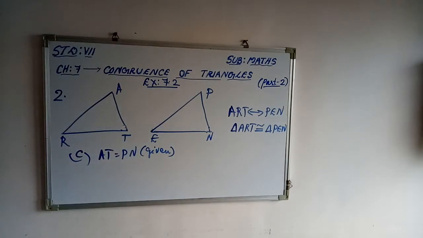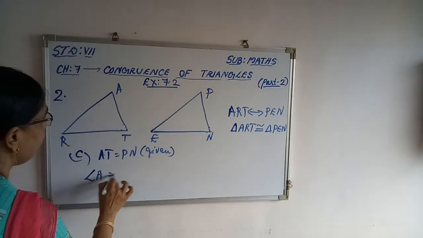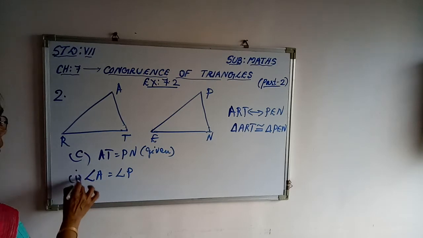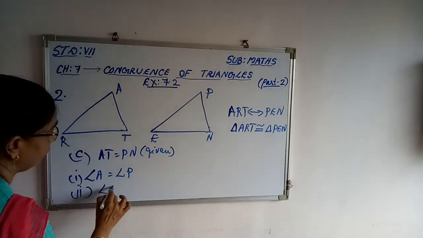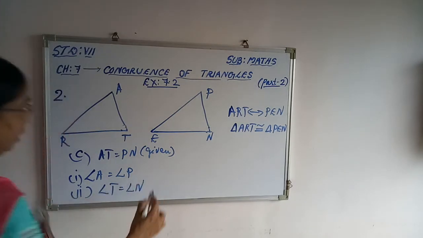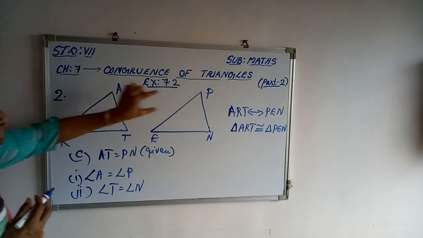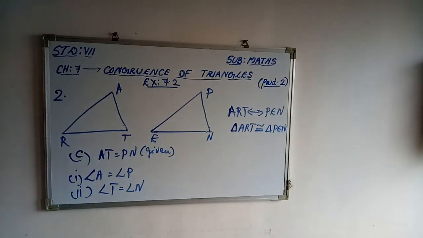So ASA, two angles. Which are the two angles? That is A and P. So we can write angle A is equal to angle P. Then which is the next one? Second one, that is angle T is equal to angle N. Isn't it? So for A and T, the included side is AT. For P and N, the included side is PN. So then it is the ASA Congruence Criterion.